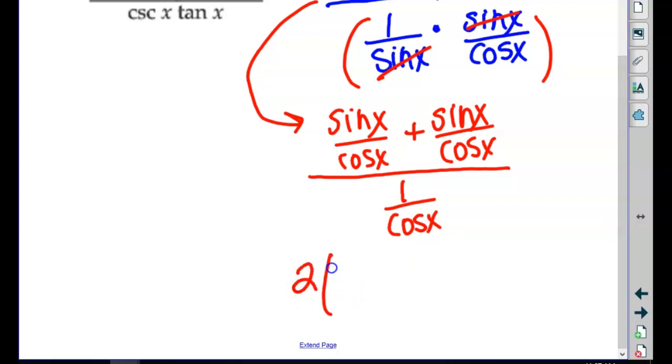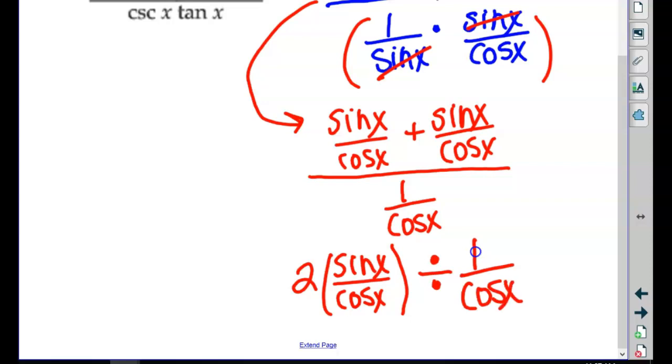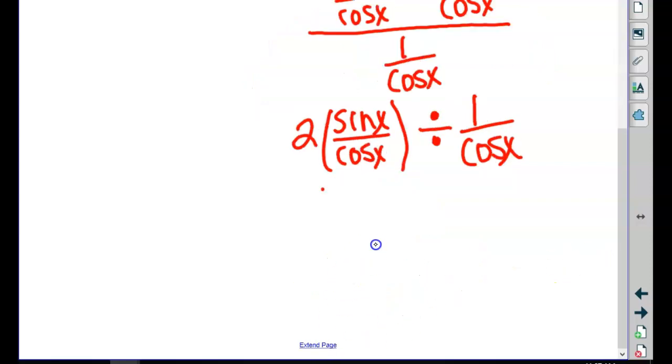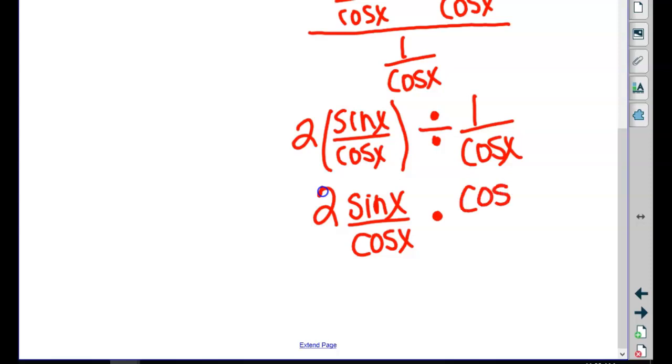Okay. Yes, we have a 2 sine x cosine x, and you can write the 2 on the top, or you can write it out in front. It doesn't matter. It is a 2 over 1 if you're thinking of it that way. Then that, I'm going to write now as a divide, is being divided by 1 over cosine, because what do you do when you divide? Multiply by the reciprocal, so this will become times cosine over 1, which is 2 sine of x.